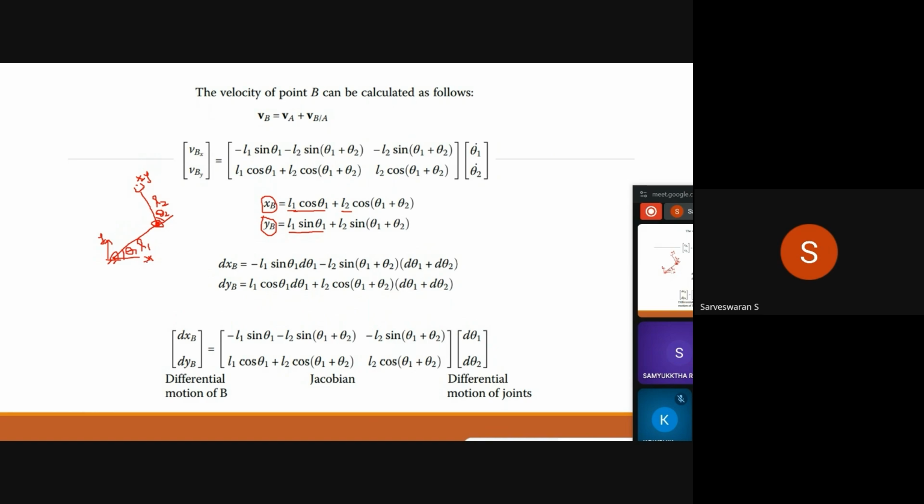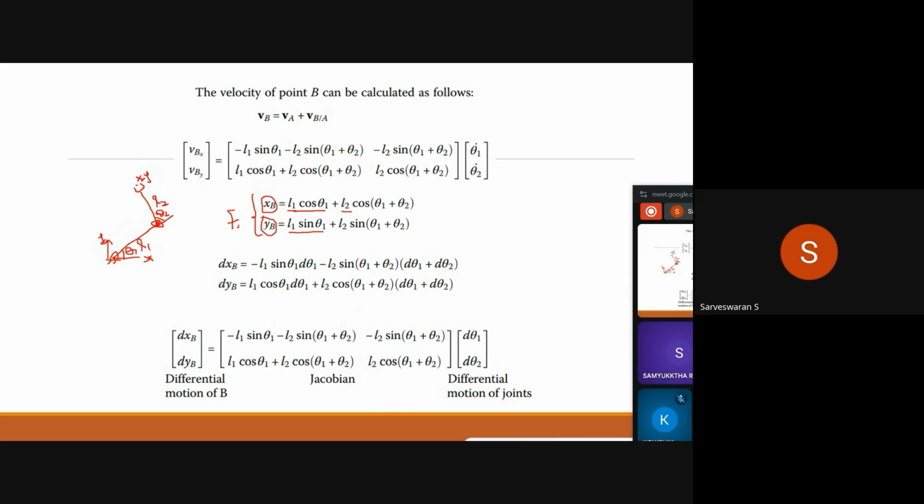This is your horizontal component x, and the vertical one is y. This vertical y is provided by L1 sin theta 1 plus L2 sin of theta 1 plus theta 2. So these values you can get using forward kinematics.